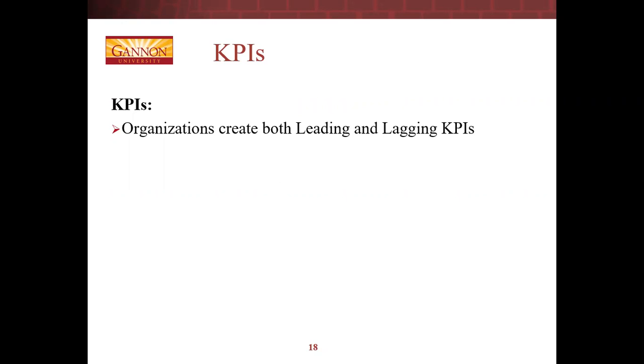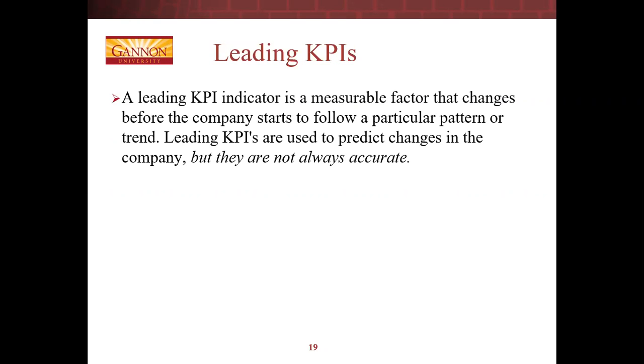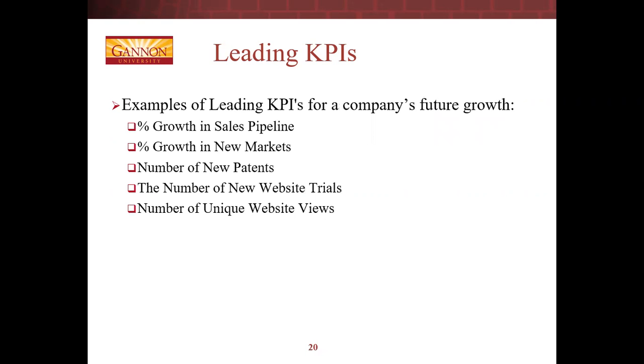As I mentioned in the agenda for this particular recording, I talked about having leading and lagging KPIs. So a leading KPI is a measurable factor that changes before the company starts to follow a particular pattern. These leading KPIs are used to predict changes in the company, but they are not always accurate. Examples of leading KPIs for an organization's future growth is percent of growth in sales pipeline. The sales pipeline is, if you're selling maybe equipment to hospitals, and that's a long sales cycle, so you'll have things in the pipeline.